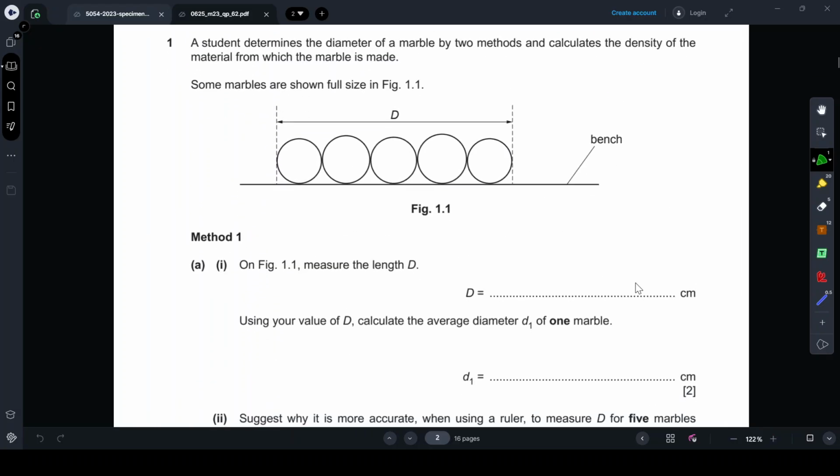So a student determines the diameter of a marble by two methods and calculates the density of the material from which the marble is made. Some marbles are shown full size in figure 1.1. Method 1. On figure 1.1, measure the length D.